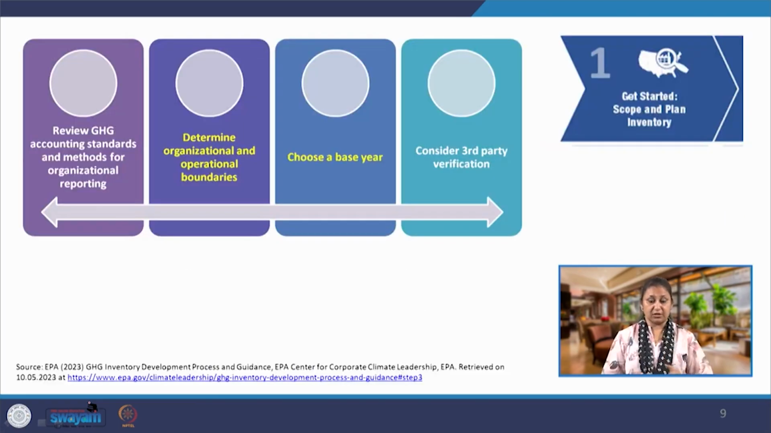So, we are talking about where to act first. The first thing is to identify the scope and plan the inventory. Here we are determining and defining the organizational and operational boundaries, which is the most important thing, and once we do that, after that we choose a baseline year, which we had discussed earlier also, and we also have to consider the third party verification and validation for this inventory.